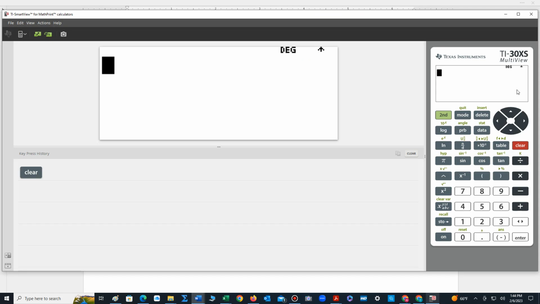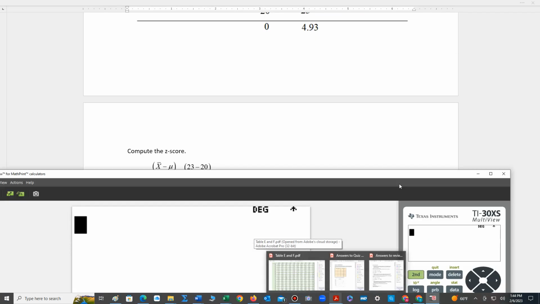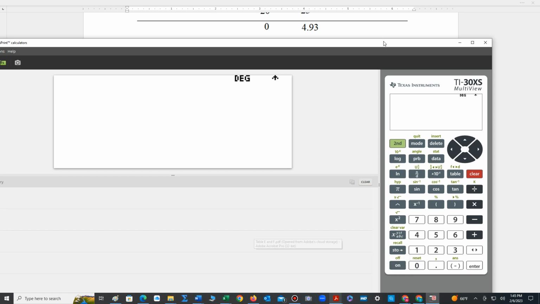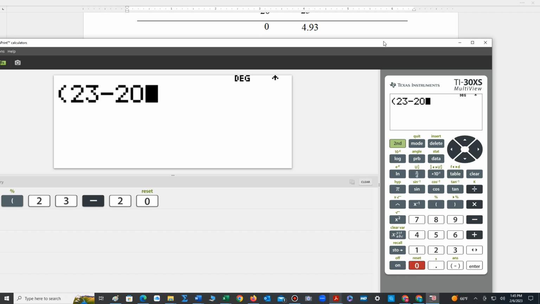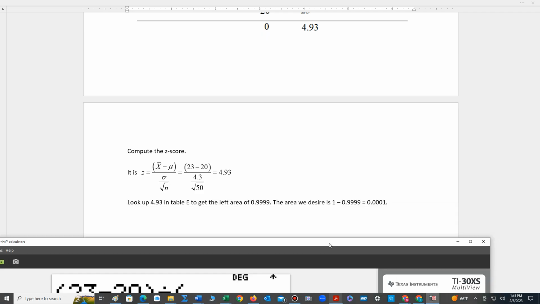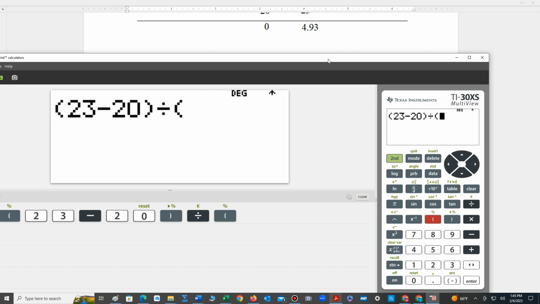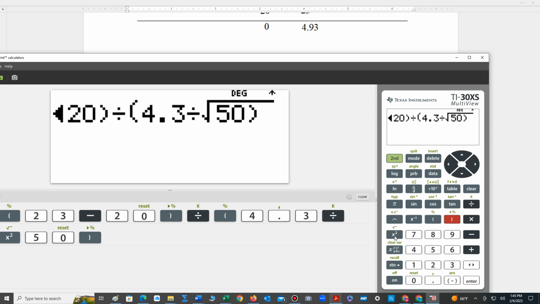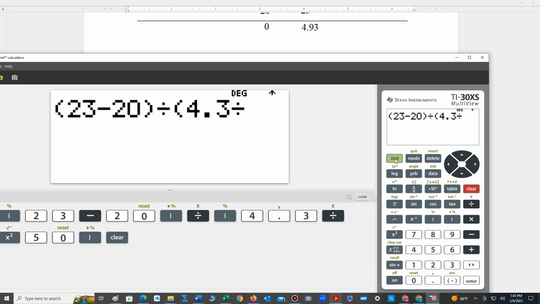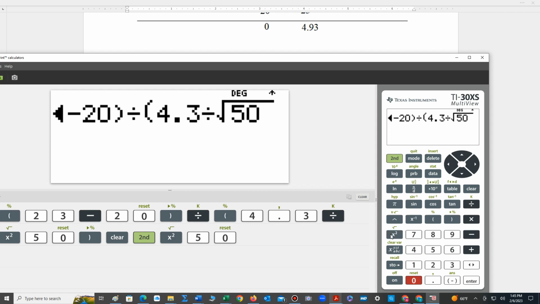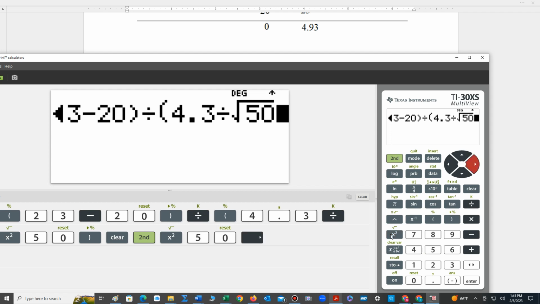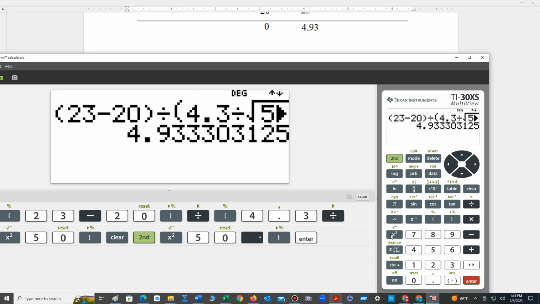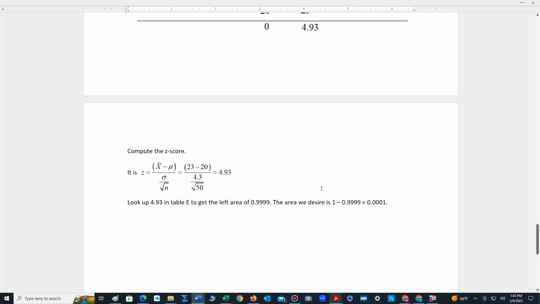And let's go ahead and do this on the calculator just to demonstrate how it's computed. So I like to use the parentheses. So we have 23 minus 20, close the parentheses, divided by, now we use parentheses again, and we type in our denominator, which is 4.3, divided by the square root of 50. Let me retype that again. Close the parentheses. Hit enter. And we get 4.93 as the z-value.